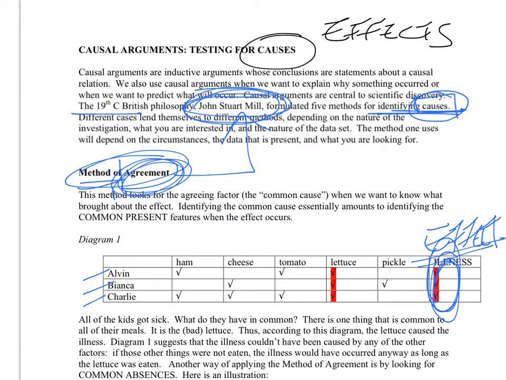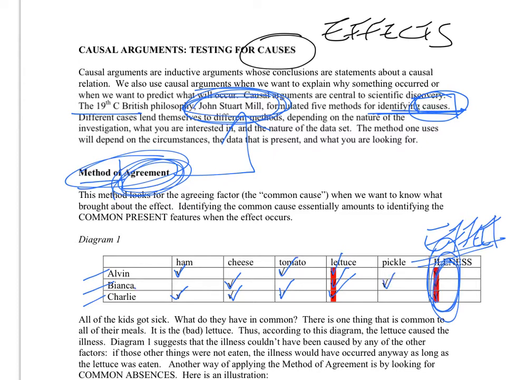They presumably had a sandwich of a certain kind, and Alvin had ham, and that's what these little check marks mean. So did Charlie, but Bianca did not. Bianca had cheese on her sandwich, as did Charlie. And Alvin had tomato, as did Charlie. But all three of them, it turns out, had lettuce. And only Bianca had a pickle on her sandwich.